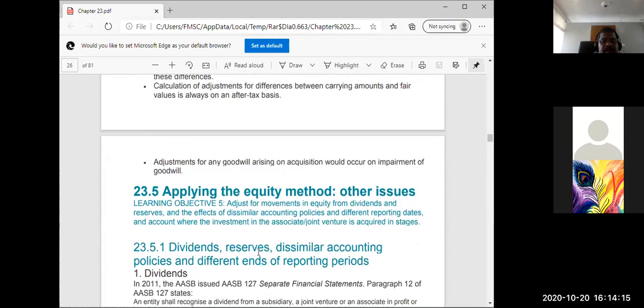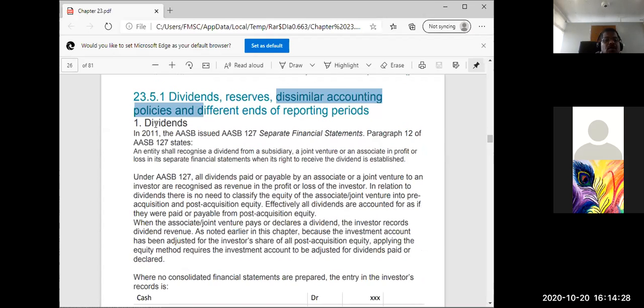We talk about dividends here, reserves, dissimilar accounting policies and different end of reporting period. First of all, we'll talk about the dividend.